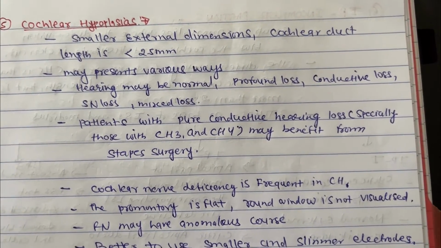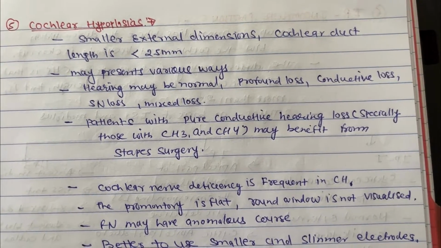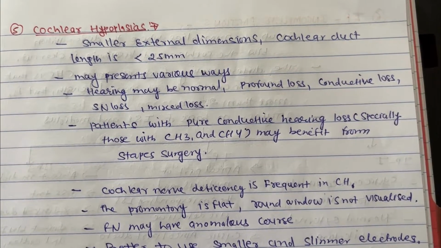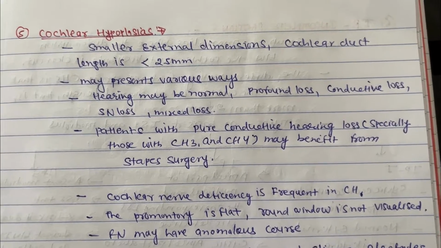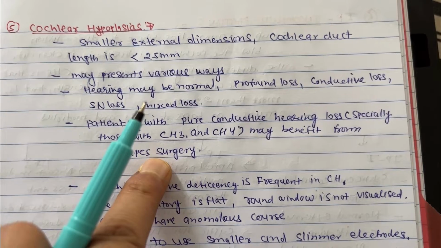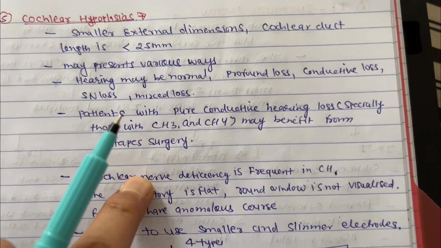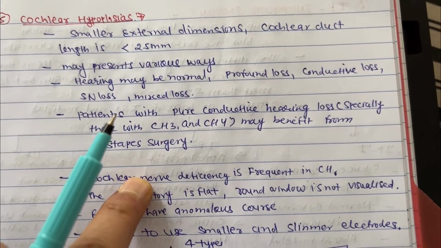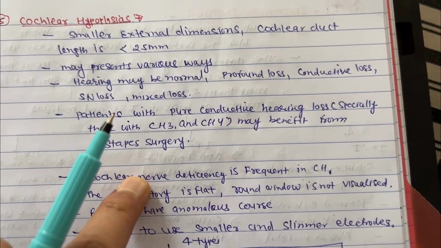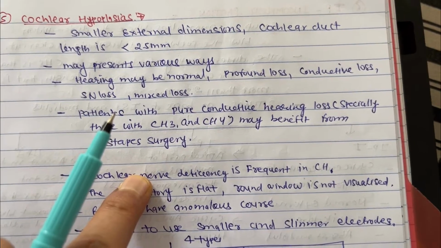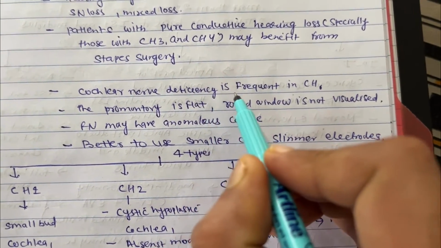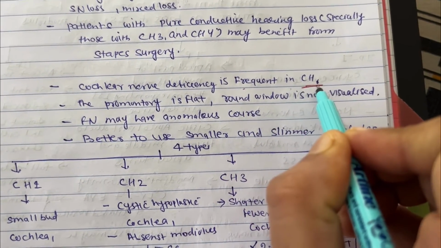In cochlear hypoplasia, smaller external dimensions of the cochlea can be seen and the cochlear duct length is less than 25 mm, and it may present in various ways. Hearing may be normal, profound, conductive, SN loss, or mixed hearing loss. Patients with pure conductive hearing loss, especially with cochlear hypoplasia 3 and 4, may benefit from stapes surgery. Cochlear nerve deficiency is frequent in cochlear hypoplasias.